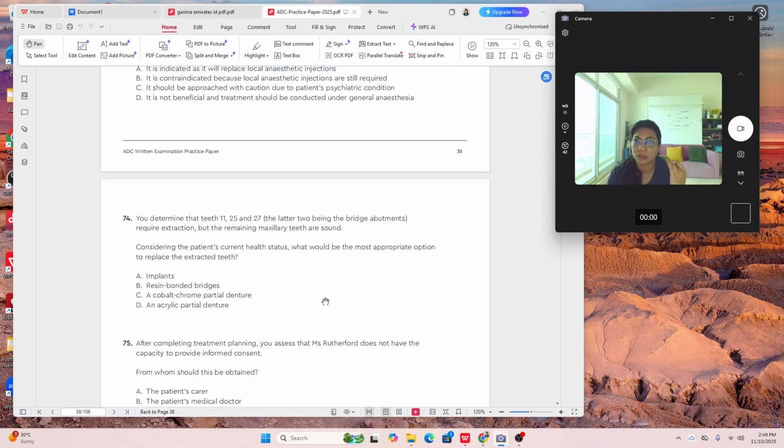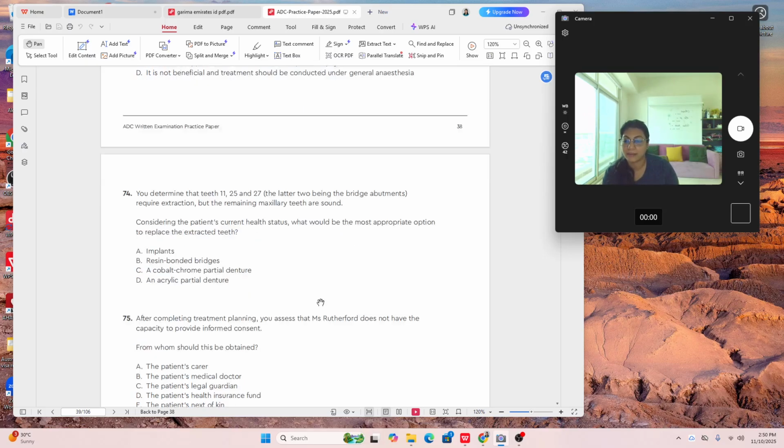Resin bonded bridges are not great because you cannot give such a long span resin bonded bridge. An acrylic partial denture, I said if she has seizure, it's going to be a problem. But a cobalt chromium partial denture is going to withstand the force of biting even if she has a seizure. So the option C is the right answer of choice. Now you understand why, correct?